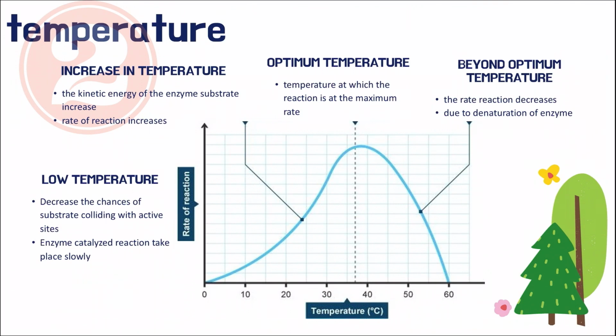Factor number 2, temperature. Low temperature decreases the chances of substrate colliding with active sites, hence enzyme catalyzed reaction takes place slowly. Increasing temperature, the kinetic energy of the enzyme and substrate increases, hence the rate of reaction increases. Optimum temperature is the temperature at which the reaction is at the maximum rate. Beyond optimum temperature, the rate of reaction decreases due to denaturation of enzyme.